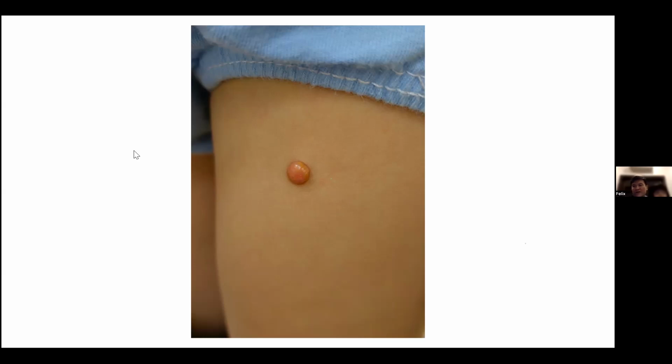Queenie is right. Juvenile xanthogranuloma. It's a type of histiocytoma. No need to do anything. I reassure the parents. Just leave it, and usually it will clear off by itself.